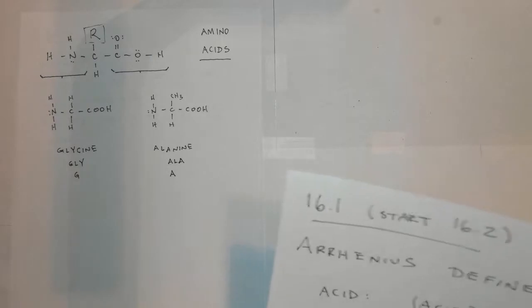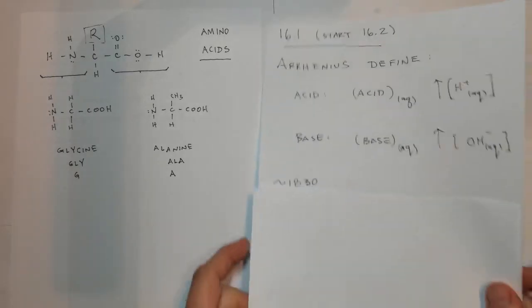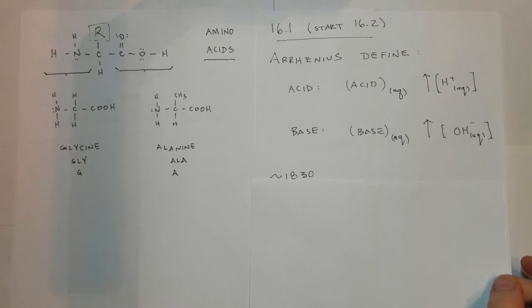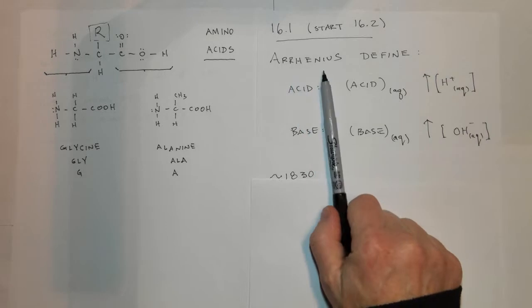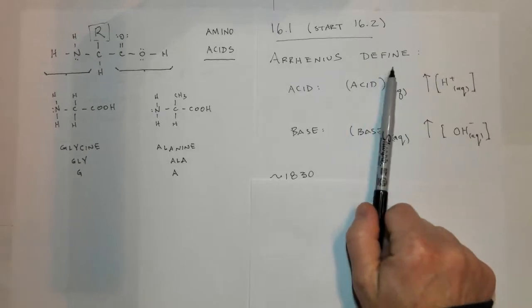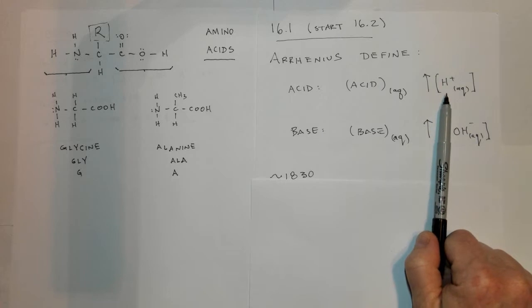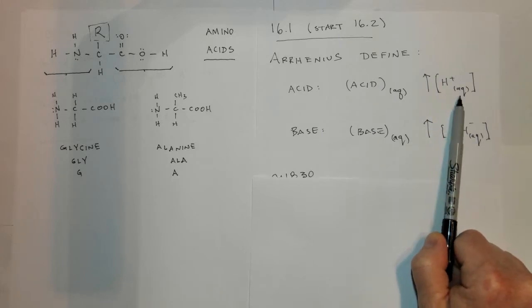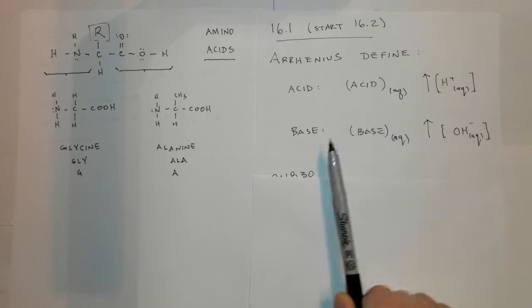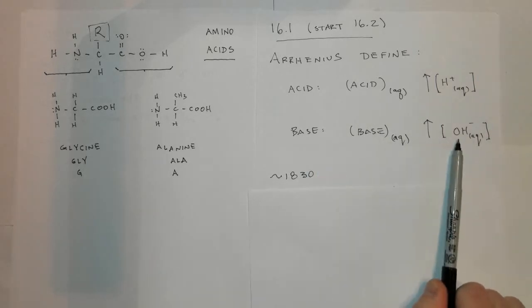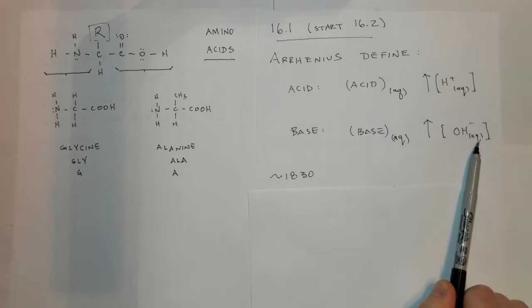First, let's go way back. Let's go back to the early 1800s. The early 1800s was the first time that somebody defined acids and bases, and his name was a chemist named Svante Arrhenius. And Arrhenius defined an acid as something that increased the hydrogen ion concentration in solution, and he defined a base as something that increased the hydroxide ion concentration in solution.